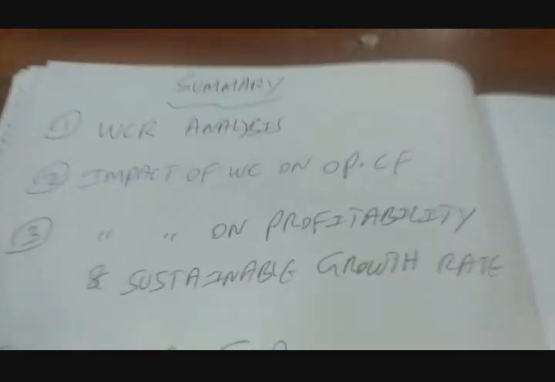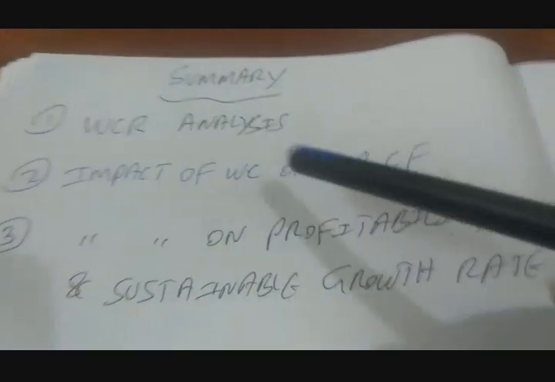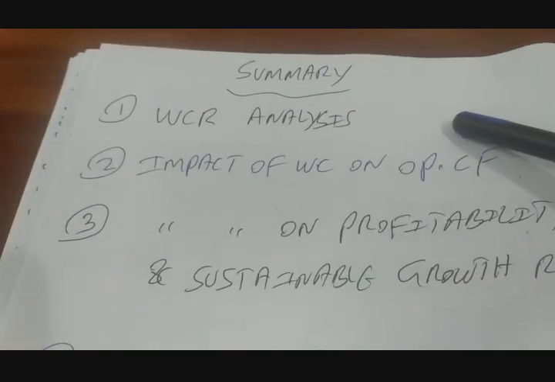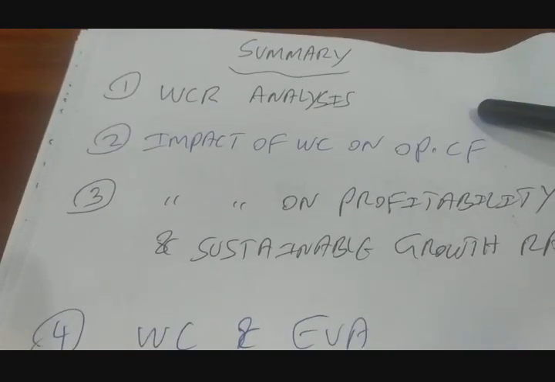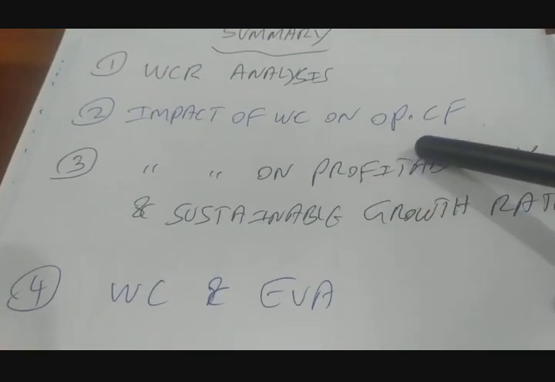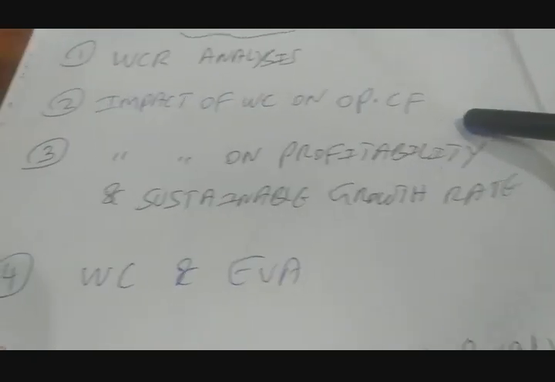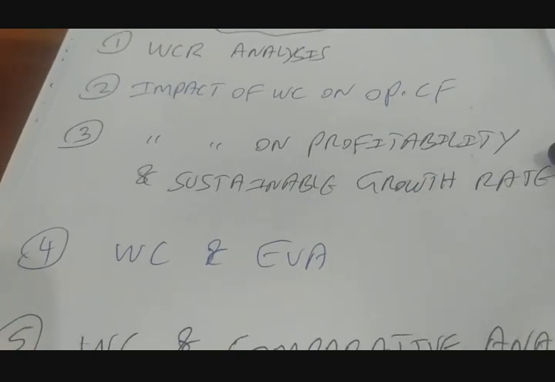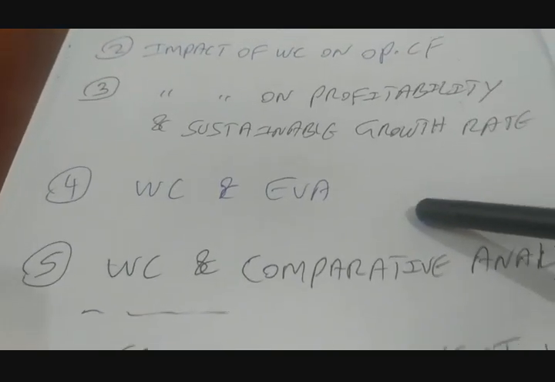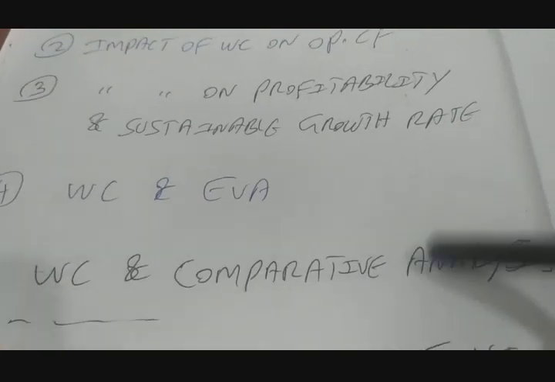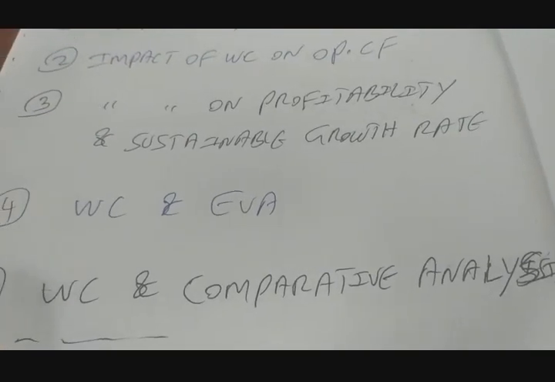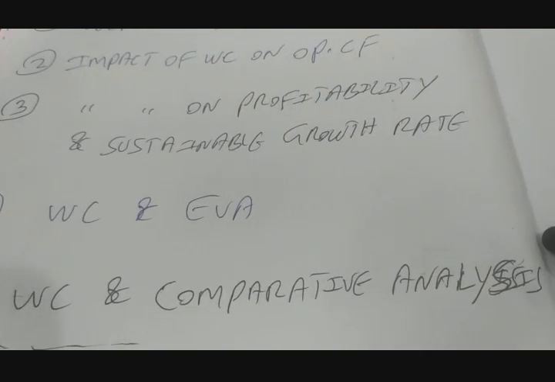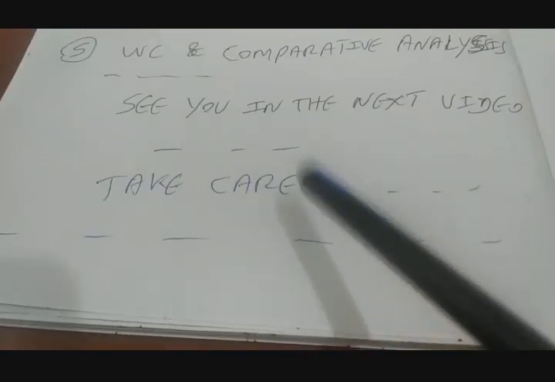Yeah, I think we have taken a longer journey. So these are all the questions we have answered in this video, right? Question number 1 is how should we do working capital requirement analysis? Question number 2 is how should we measure the impact of working capital on operating cash flow? Question number 3 is how should we assess the impact of working capital on profitability and sustainable growth rate? Question number 4 is what is the relationship between working capital and economic value added? And the last one is what is the relationship between working capital and comparative analysis, right?